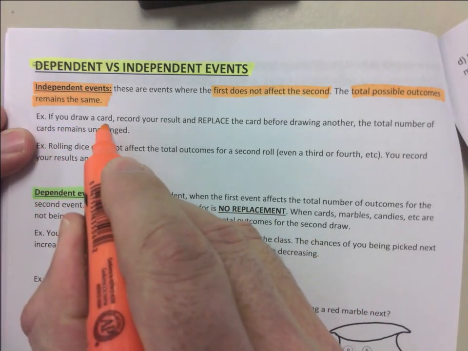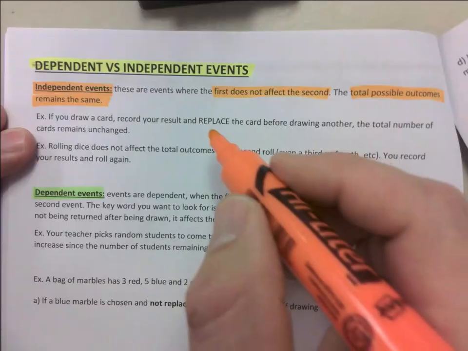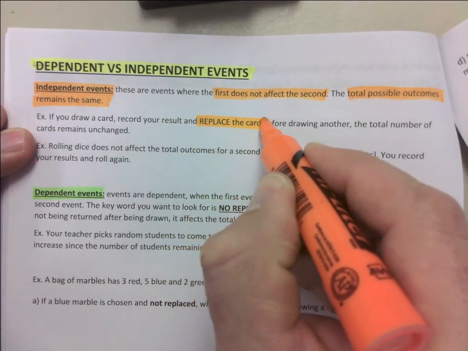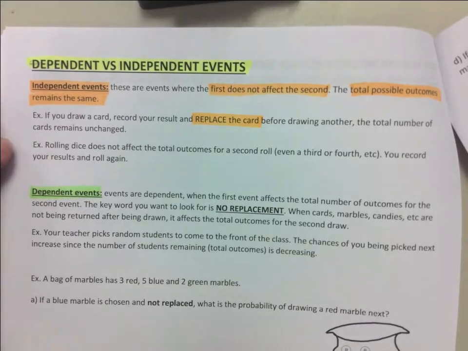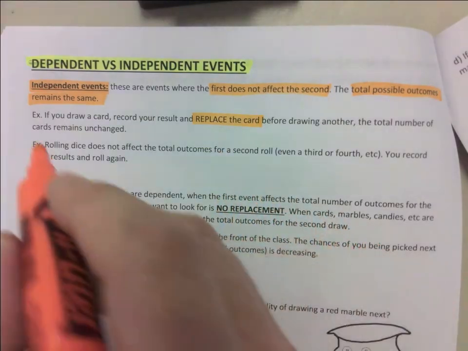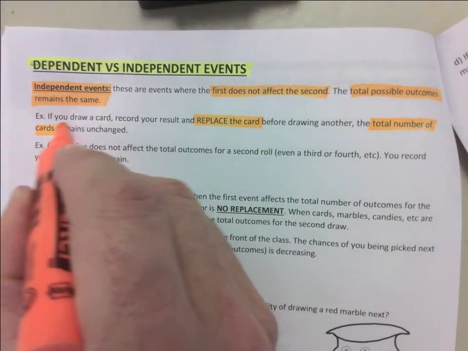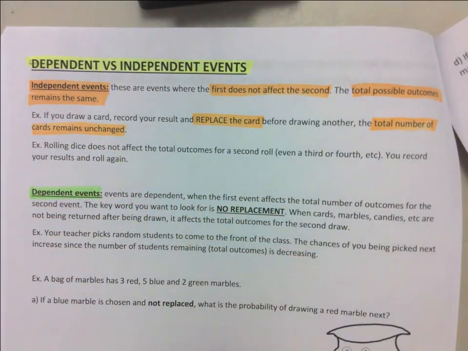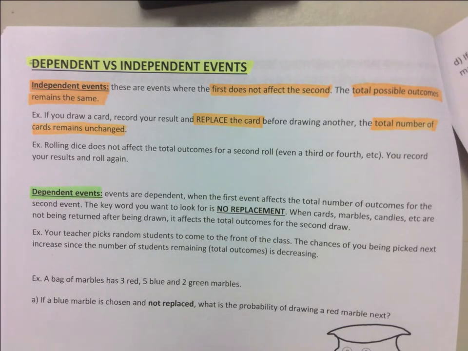So if you draw a card, record your results, and you replace the card before drawing another one, we would consider it independent. Like someone drawing a card first, looking at it, putting it back in the stack, and then me walking to another student saying, hey, grab a card. It's still always 52 every single time. So you're replacing it. The total number of cards remains unchanged because you're replacing it. So that's one way to know these are independent. They're not going to affect each other.